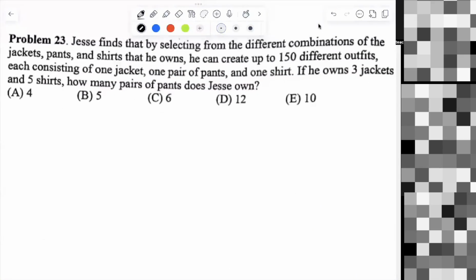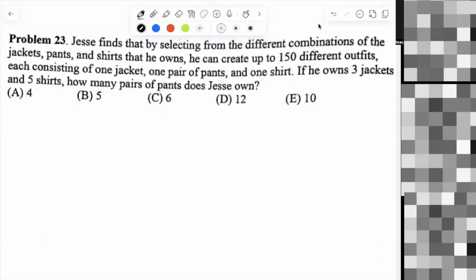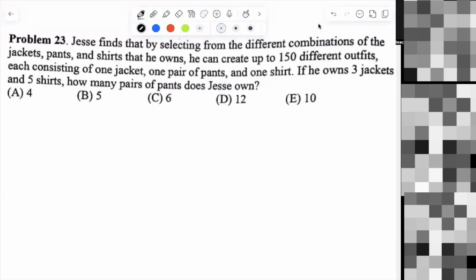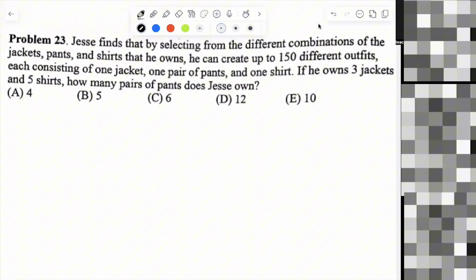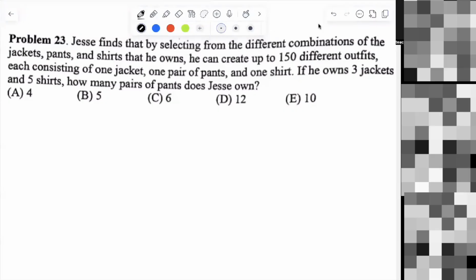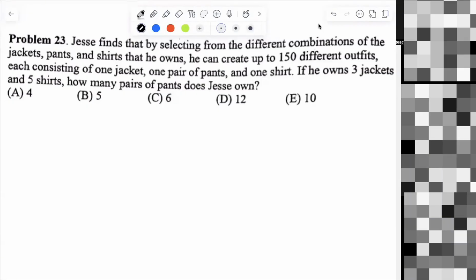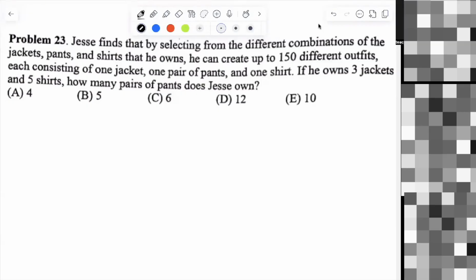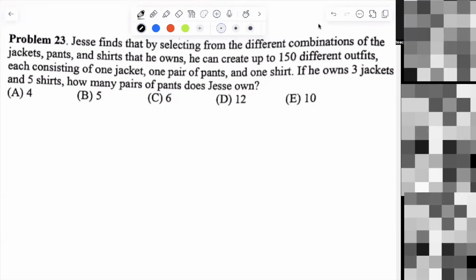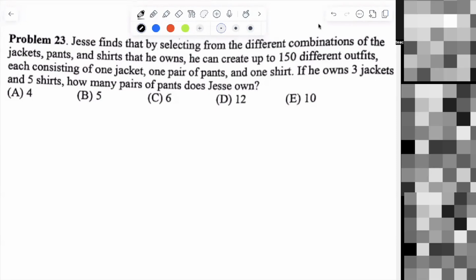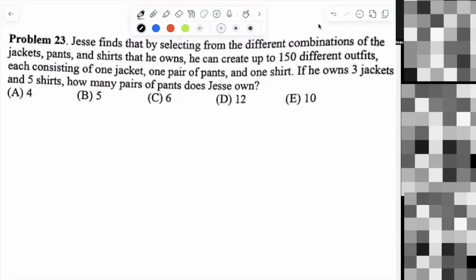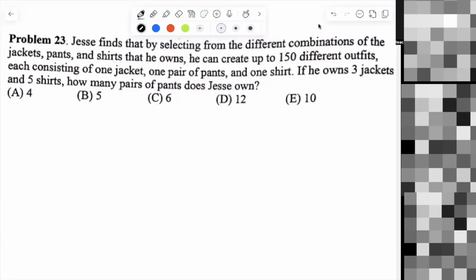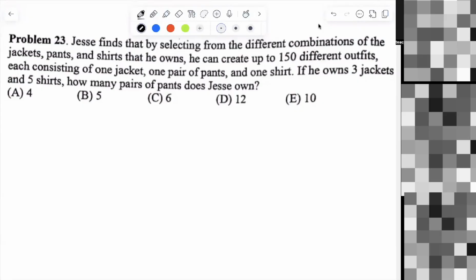Jesse finds that by selecting from the different combinations of the jackets, pants, and shirts that he owns, he can create up to 150 different outfits, each consisting of one jacket, one pair of pants, and one shirt. If he owns 3 jackets and 5 shirts, how many pairs of pants does Jesse own? Let's let the number of pants Jesse owns be P. Now we know that the number of jackets and shirts he has is 3 and 5, respectively.